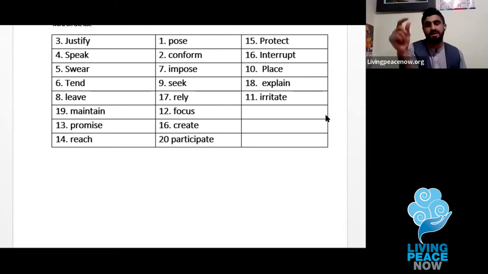Participate means take part in a party, in a program, in a course. Every place you take part and share your experience with other people, that means participate. Yeah, very good. Thank you.